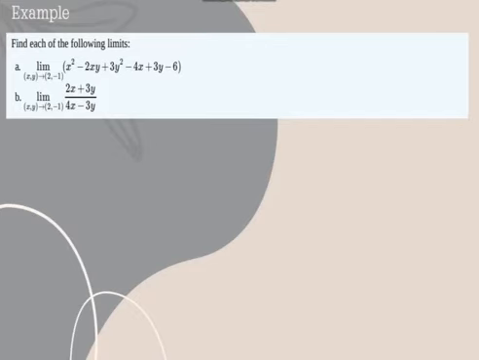Now, let's have this example. We will only solve letter A. You do letter B. The solution is in your handouts. Now, suppose we have the limit of x squared minus 2xy plus 3y squared minus 4x plus 3y minus 6 as x and y go to (2, negative 1). Now, for this limit, class, according to our theorems, we can use direct substitution.